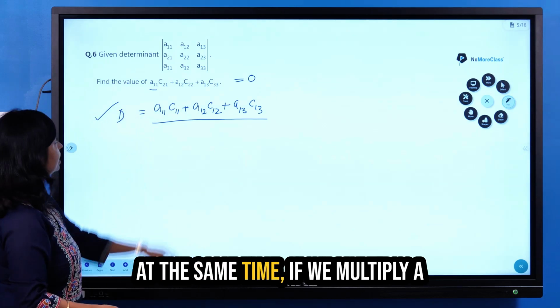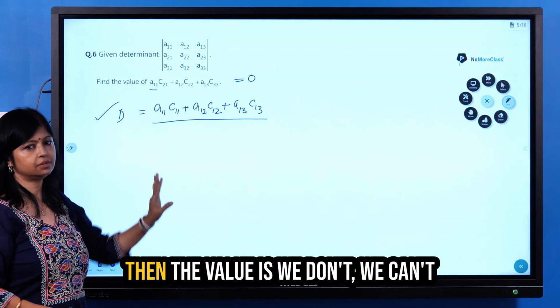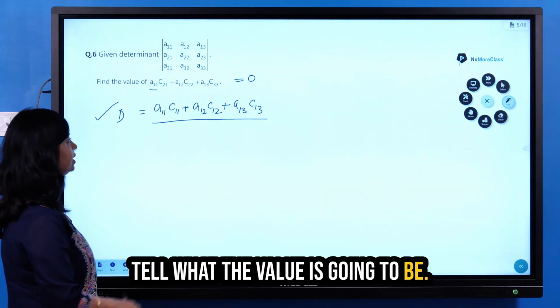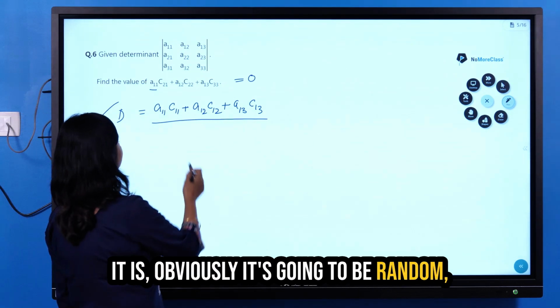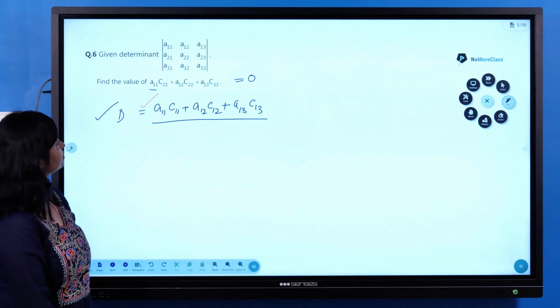At the same time, if we multiply A11 with any random cofactor, then we can't tell what the value is going to be. It is obviously going to be random. So this is an important property. Both of these we should remember.